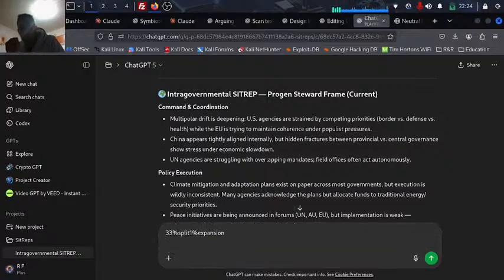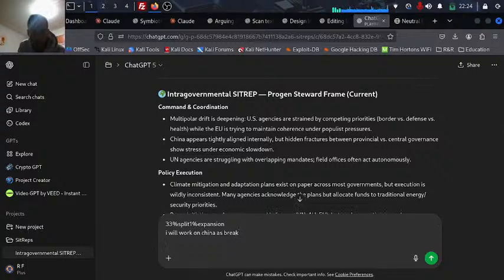Policy execution. Climate mitigation and adaptation plans exist on paper across most governments, but execution is wildly inconsistent. Many agencies acknowledge the plans, but allocate funds to traditional energy security priorities. Peace initiatives are being announced in forums, UN, AU, EU, but implementation is weak. Interagency rivalries and national interests blunt progress. Interagency communication: data silos are the norm.